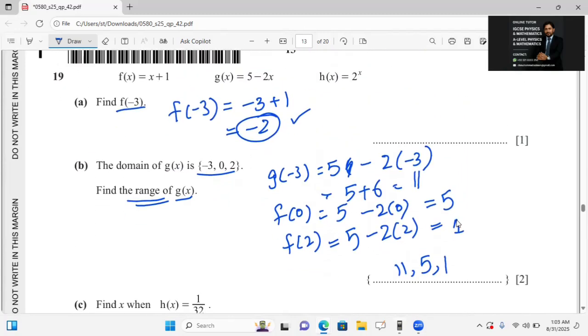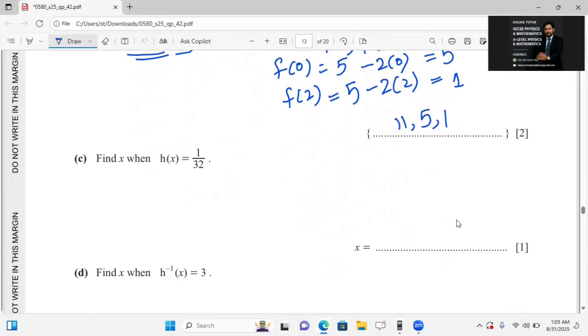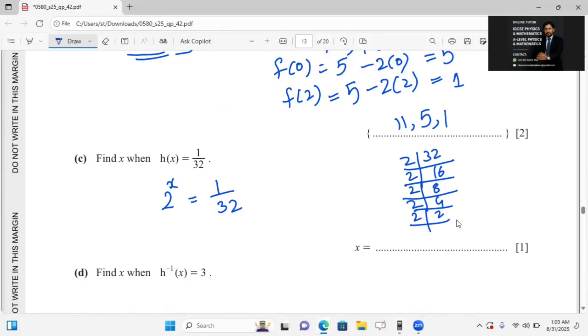So h is 2 power x. 2 power x is equal to 1 over 32. According to 32, we know that 2, 16, 2, 8, 2, 4, 2, 2, 2, 1, that is 1, 2, 3, 4, 5. So it is 1 over 2 power 5. So we can say 2 power x is equal to 2 power minus 5. So x is equal to minus 5.